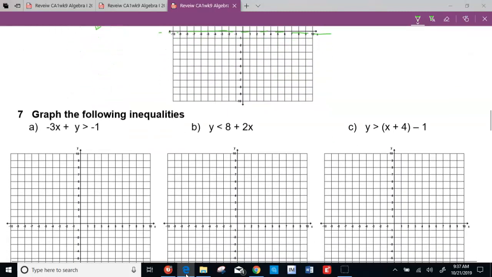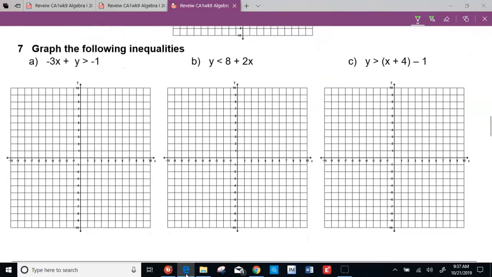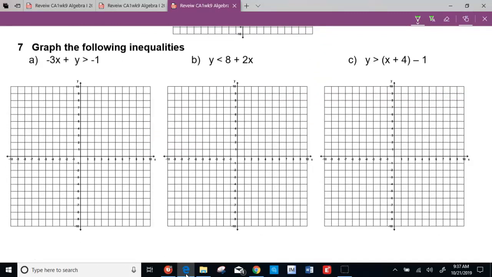Let's go ahead now and do these next 3 graphs. We're asked to graph the following inequalities. Negative 3x plus y is greater than negative 1. I can graph this really easily as a relation in my calculator, but for the sake of just getting it done, I'm going to do it manually up here because this first one is extremely easy. If I just add 3x to both sides, I already get my slope-intercept form. Y is greater than 3x minus 1.